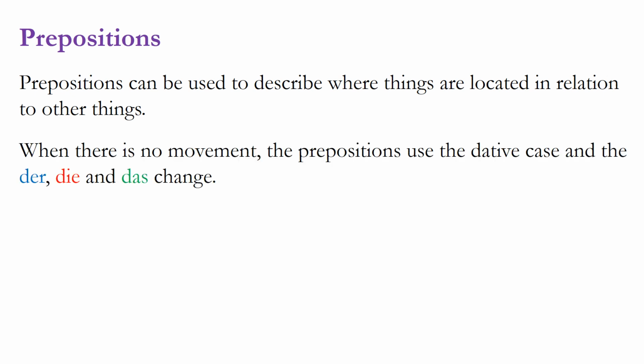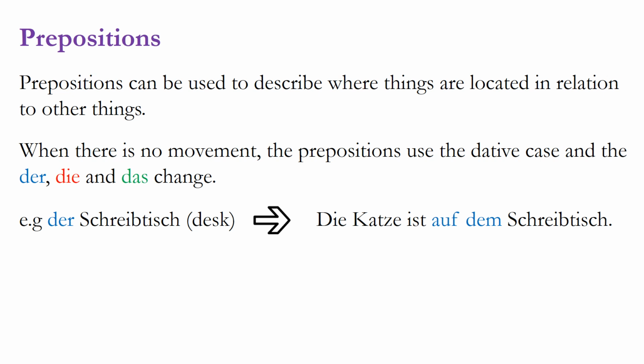Now in German, if there's no movement, so for instance the t-shirt is in the washing machine already, or the laptop is on top of the desk, the prepositions use something called the dative case. That means the word for the, der, die and das change. So if we have der Schreibtisch, the desk, if I want to say the cat is on top of the desk, I say die Katze ist auf dem Schreibtisch.